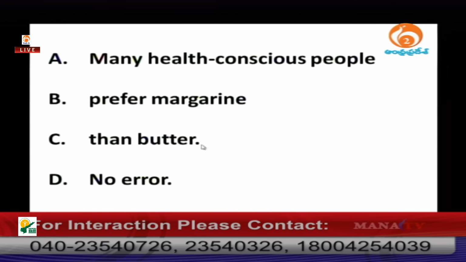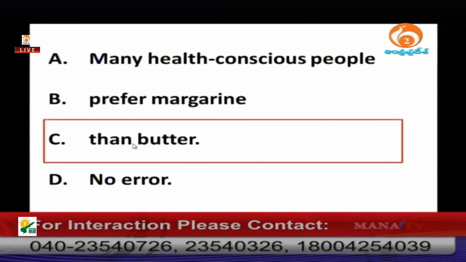Now, when you prefer something, you either prefer something over or to. You cannot use the than form. So, it should be prefer margarine to butter or over butter. It cannot be than form. So, many health conscious people prefer margarine to butter.